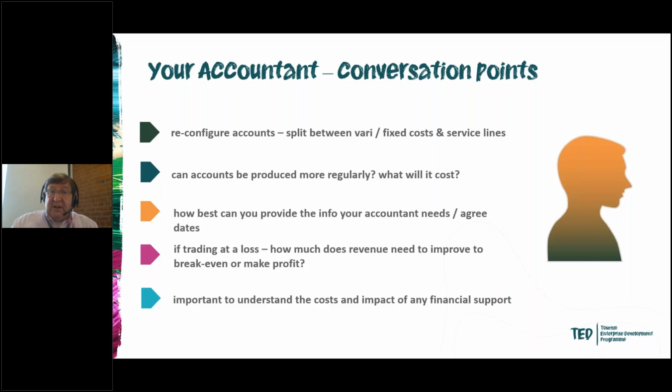One of the things that we looked at in that revised set of accounts was adding in the number of covers and the number of takeaway orders in that particular example. So inevitably, if you want more information from your accountant, you're probably going to have to provide them with more. So how do you do that? Agree that with them and agree when you're going to do it.